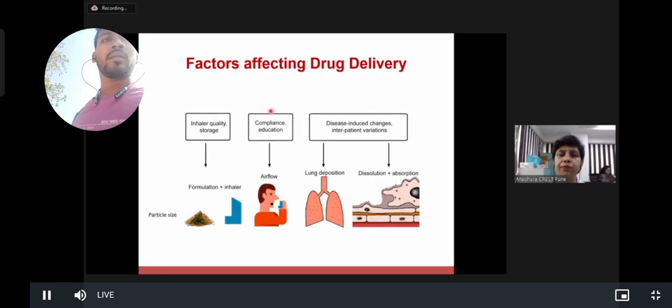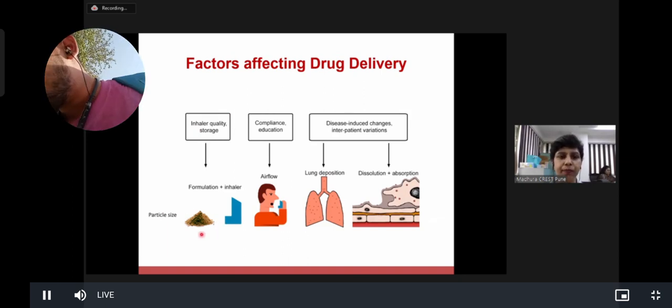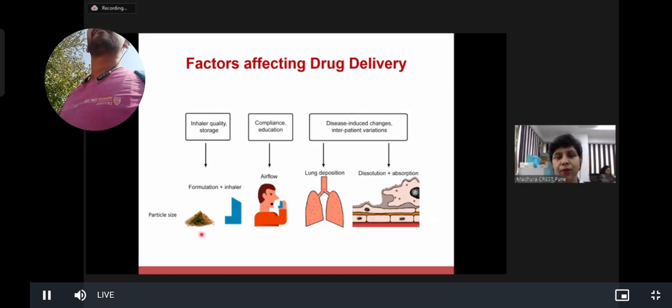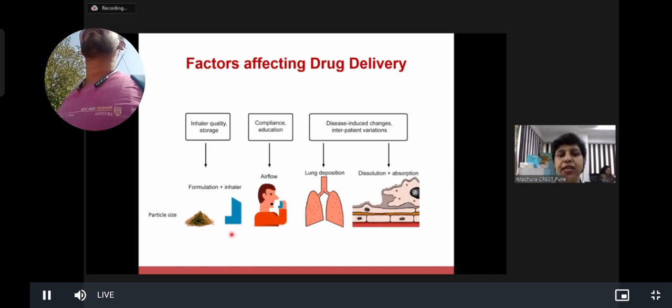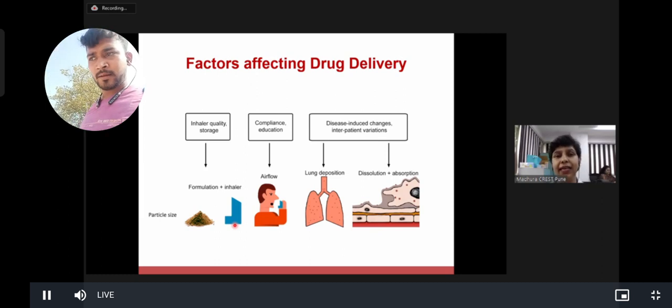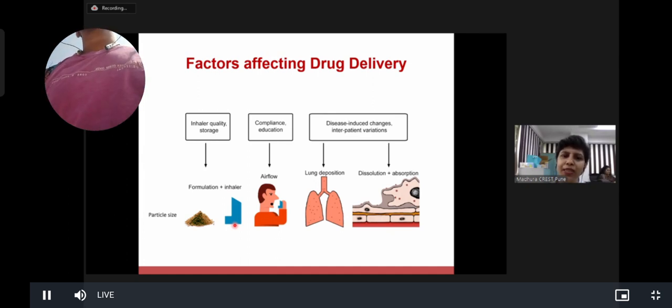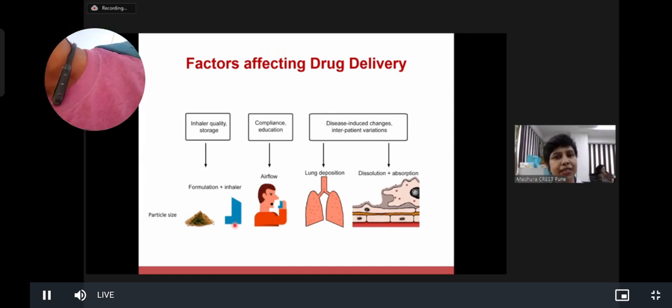Firstly, the particle size of the inhaled medication, the formulation in which it is present, whether it is a suspension in the pressurized metered-dose inhaler, whether it's a solution, whether it's a suspension, what gases are there in the inhaler. Of course, nowadays we don't use CFC, chlorofluorocarbons. Hydrofluoroalkanes, HFAs are the ones that are used as propellant gases in all pressurized metered-dose inhalers.